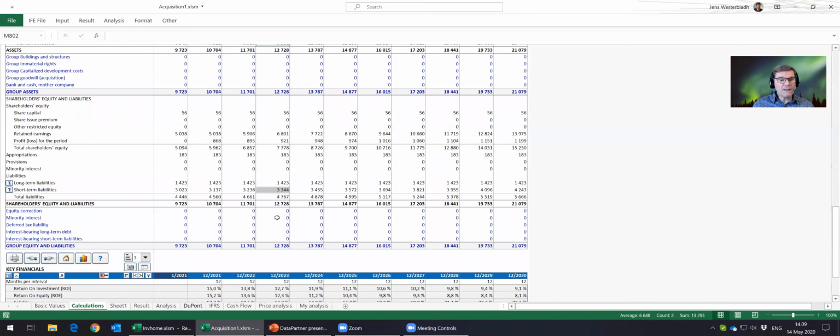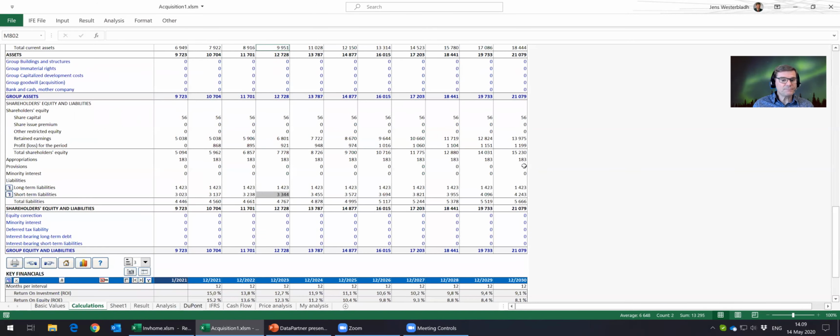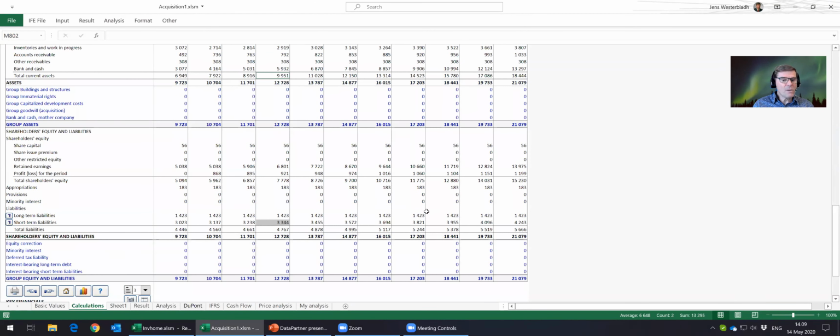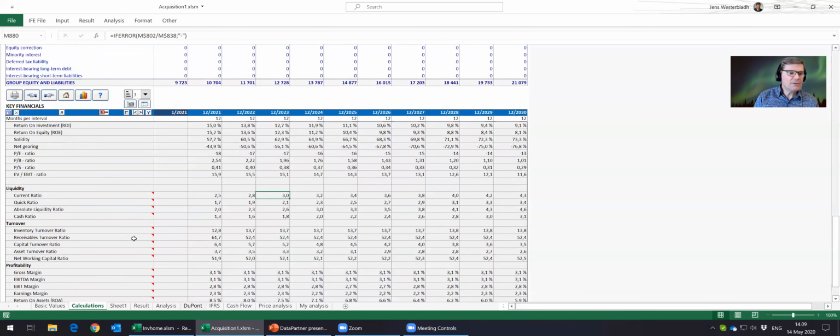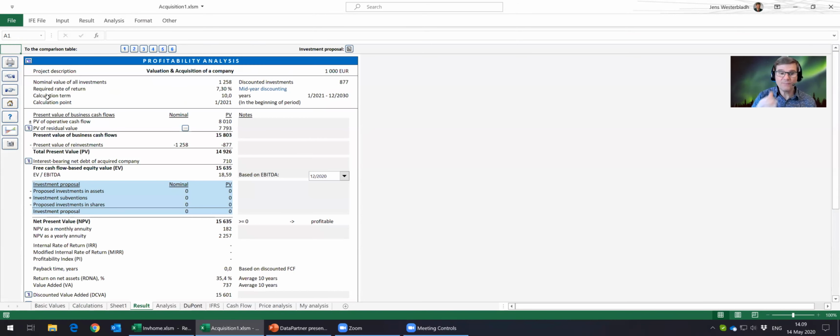one. If I click it, it shows me that it's total current assets divided with short-term liabilities. Very simple formula. That is the current ratio. Okay. That's about the ratios, and then we will go forward to the main thing, the valuation of the company.